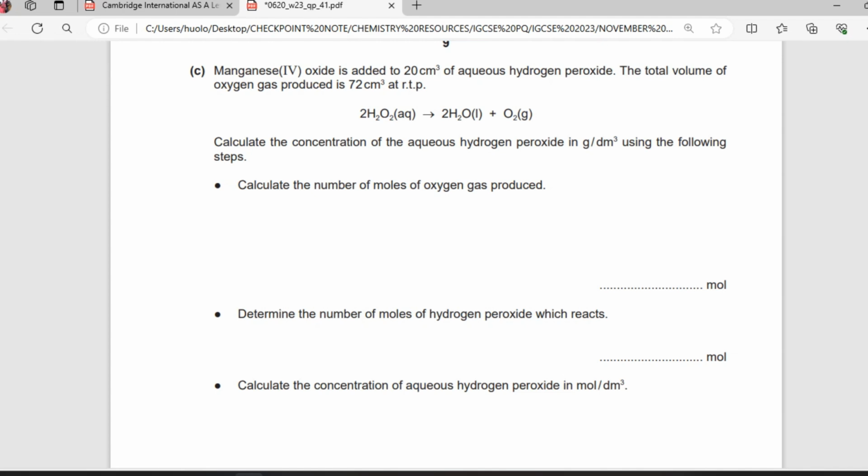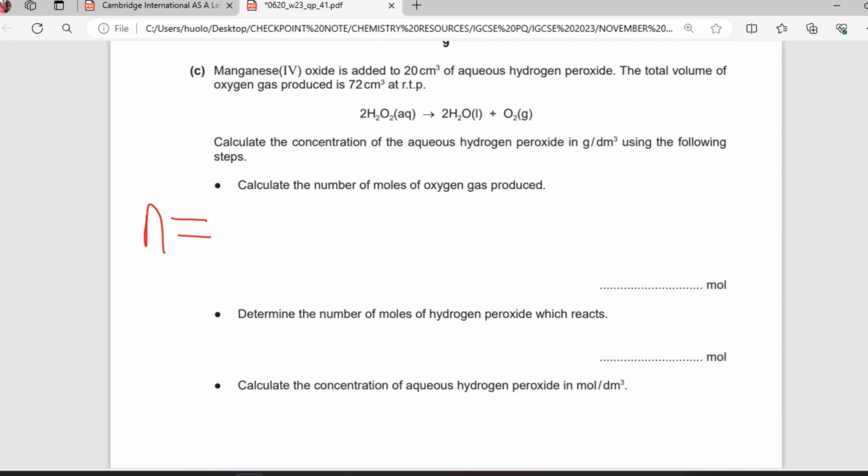Now calculate the concentration of the aqueous hydrogen peroxide in gram per dm cube using the following steps. So steps have been shown for you. Now calculate the number of moles of oxygen gas produced. You know from the molar volume equation that n, the number of moles, is equal to the volume at RTP over 24. 24 is a constant.